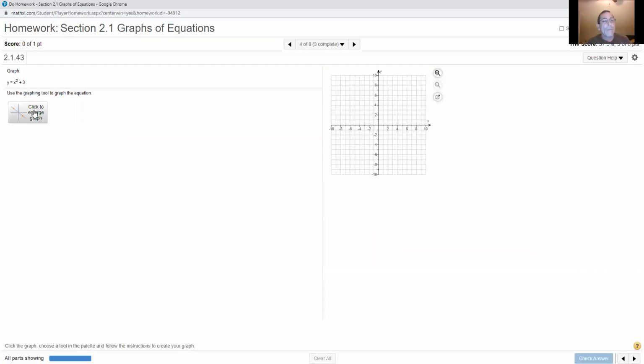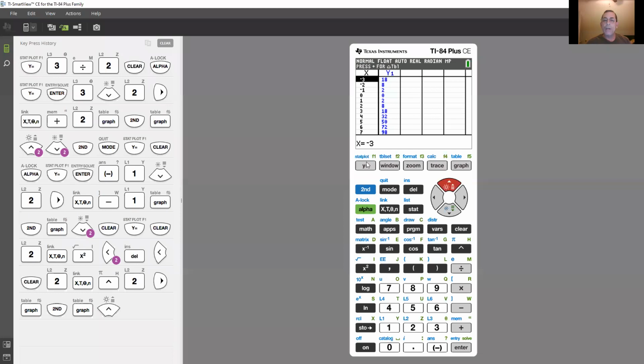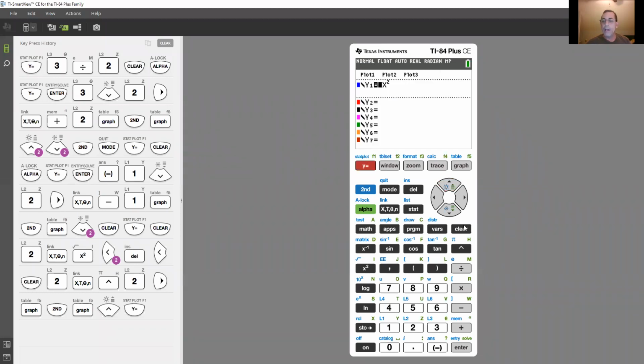All right, so this would be the same thing. Y equals x squared plus 3. Let's go to our calculator. Y equals x squared plus 3. All right, so calculator, share that. Let's go back to y equals and clear that out. So, x squared plus 3.